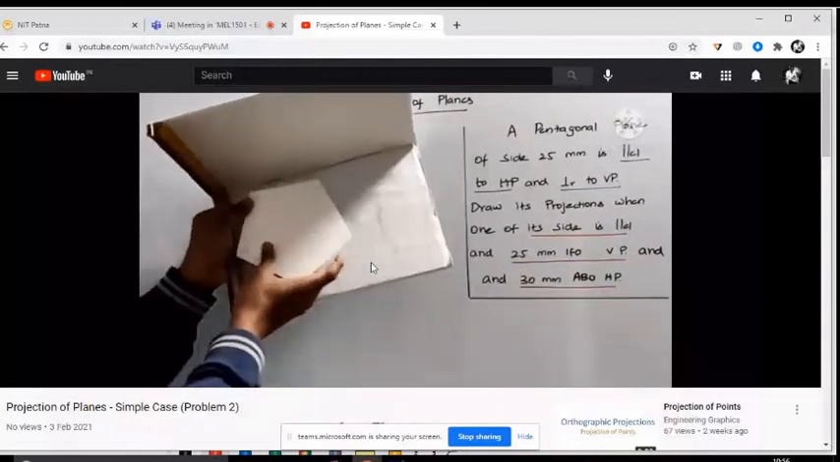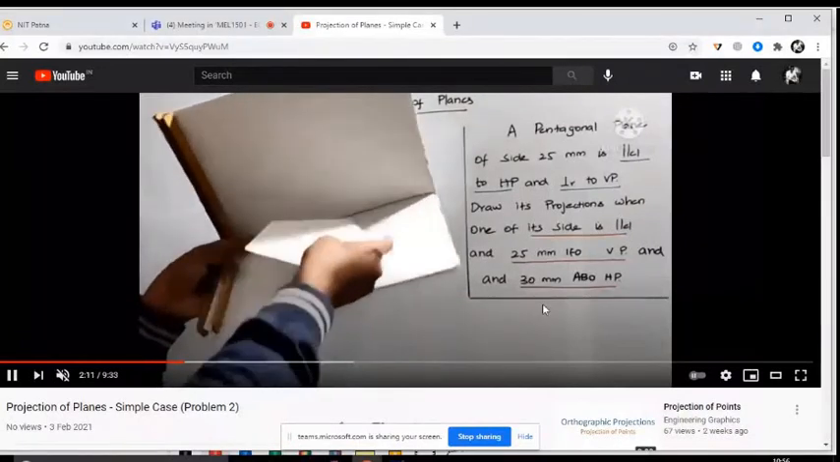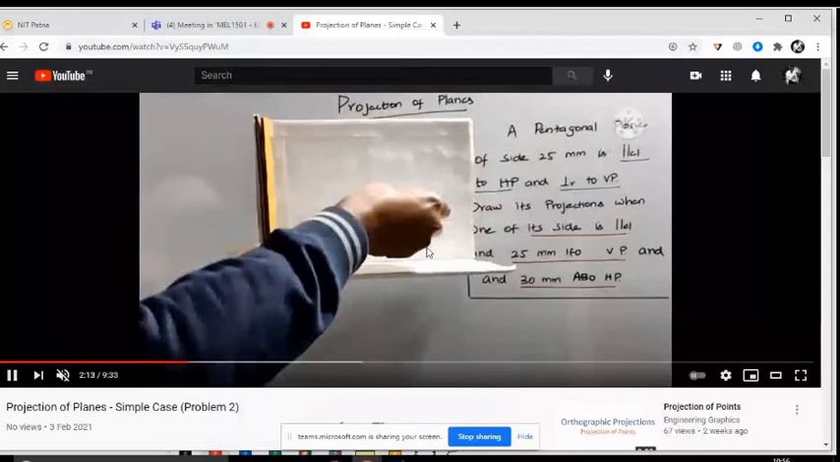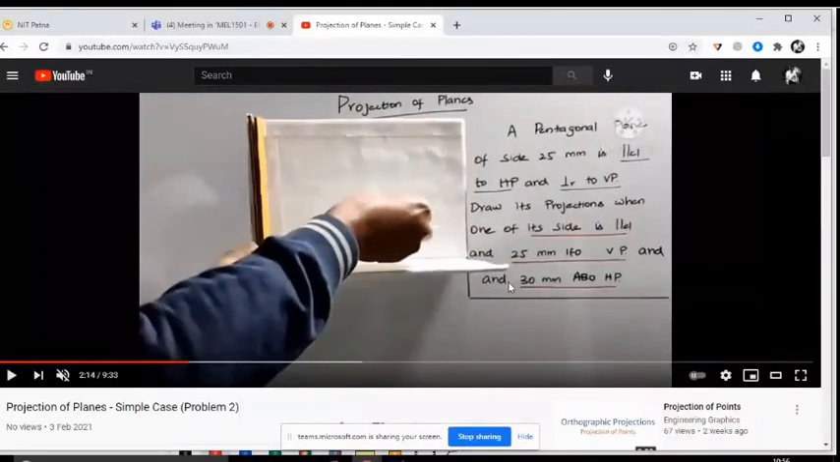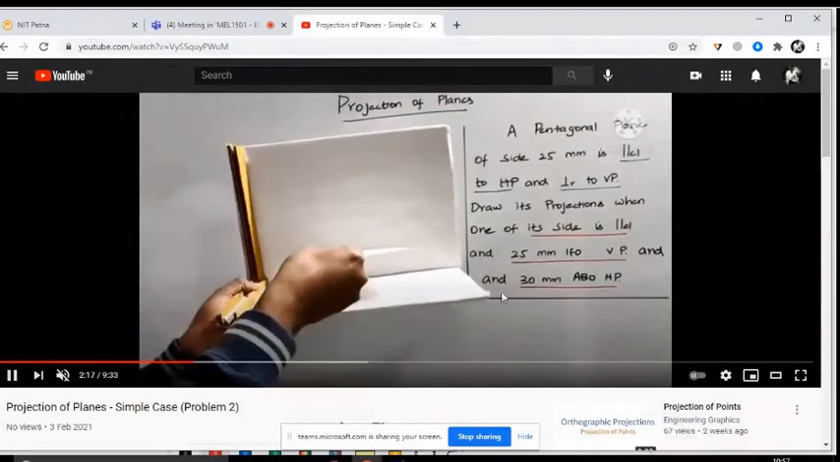Next, the same side should be 30 mm above HP. While applying the subsequent condition, the earlier condition should not be violated. In the sense, the plane should remain parallel to HP and perpendicular to VP after applying the position. So, the position of the plane looks something like this.